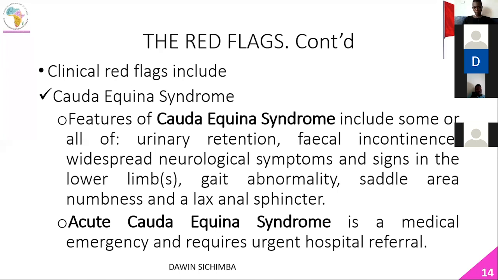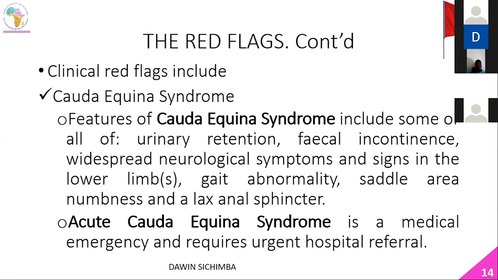Usually it is a true emergency if it appears to be acute. So acute Cauda-Equina syndrome is a medical emergency and requires urgent hospital referral. So it's not something that we need to waste time on. Whenever we see that it's an acute development, patients present with sudden loss of bowel and bladder control. They also present with gait abnormalities, signs of widespread or generalized neurological symptoms and signs, and saddle area numbness. These patients need to be referred for further management by a specialist. You can go to the next slide.